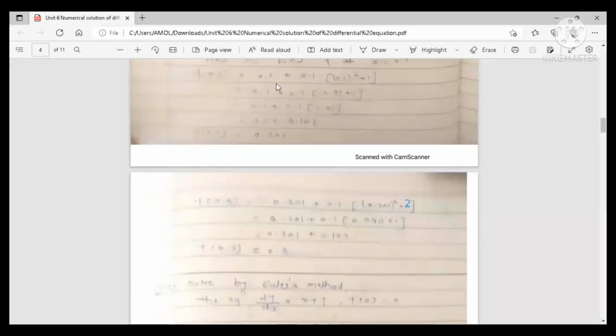Now you know that x2 is 0.2. To find x3, x2 plus h. x2 is your 0.2 plus h. h is 0.1. 0.2 plus 0.1 is 0.3. So this is your x3. 0.3 is your x3. So for this x3 you find y3.